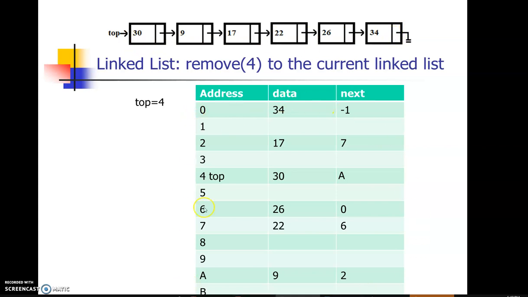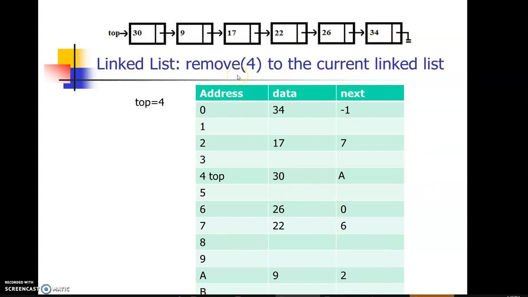In the example of the memory address that we are looking at right now, say top equals 4, so we know that this is where we begin. It goes to the next item, which is A, and the value is 9. Go to the next item at location 2, which is 17. So you can see 30, 9, 17. Goes to the next location 22, next location 6, and then next location 0, and that's the end of it. So you can see that this linked list is a representation of what we have over here.